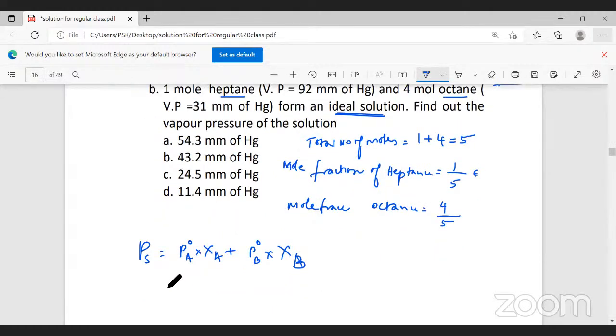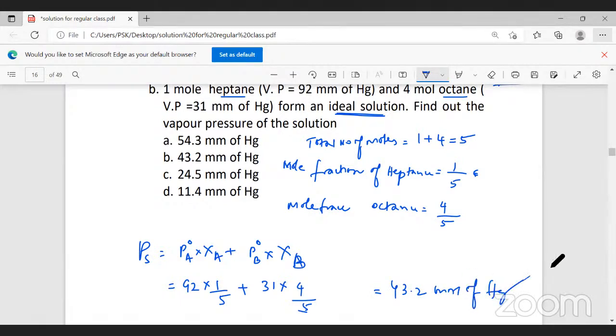So P naught of A, heptane, they've given 92, into the mole fraction of heptane, 1 by 5, plus for octane, they've given 31, into mole fraction 4 by 5. On simplification, you will get 43.2 millimeters of mercury. So the answer for this question is option B.